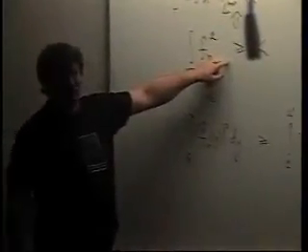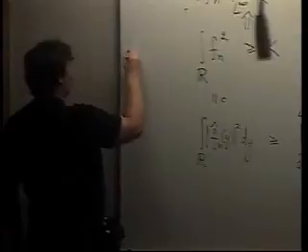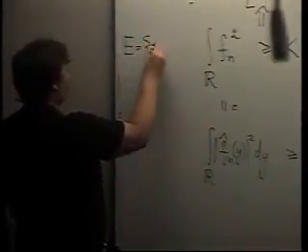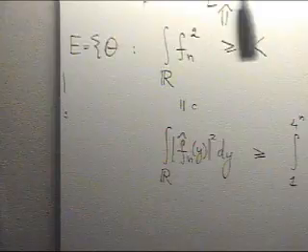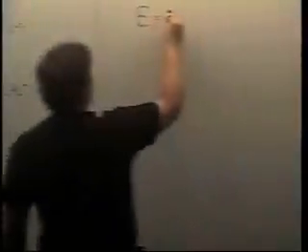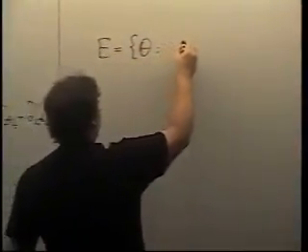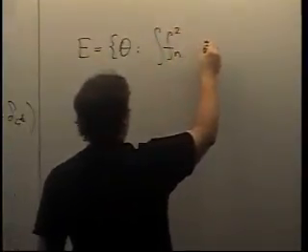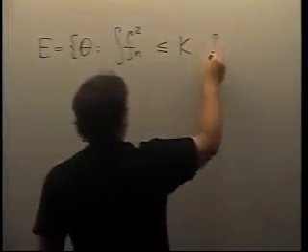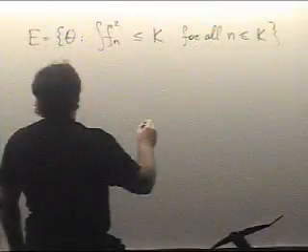So now I'm going to assume that this doesn't happen. So assume that there is a big set, say E, such that, probably it's better to put it here, so E is the set of theta such that Fn squared integrates to at most k for all n not exceeding k.